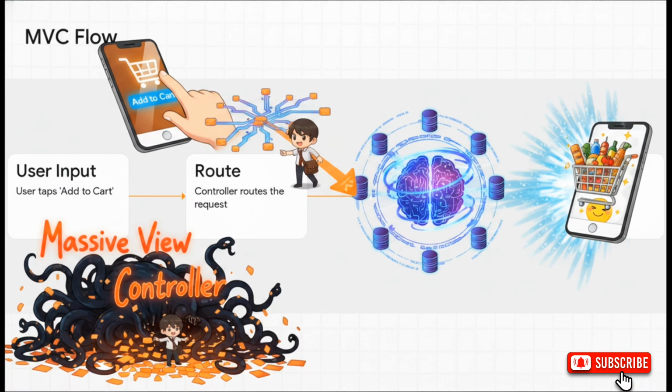Pretty simple, right? But warning, as apps grow and you start adding way more buttons and screens, this controller traffic cop has to direct so much data that it can get completely overwhelmed.